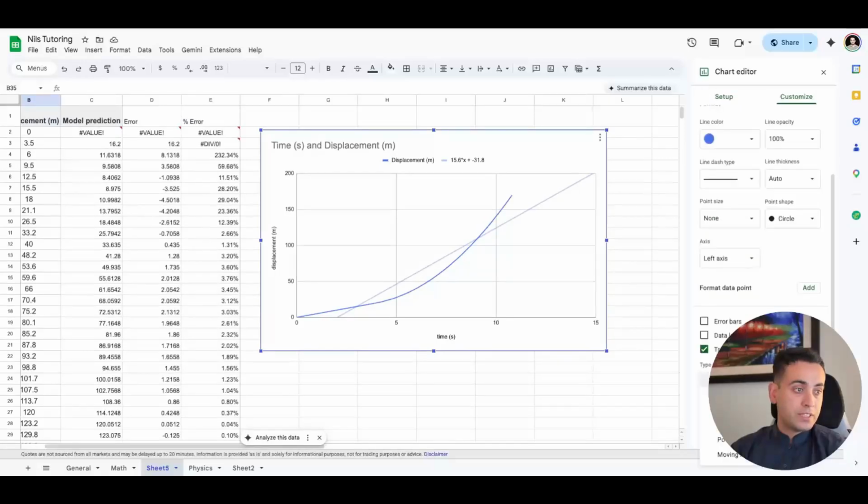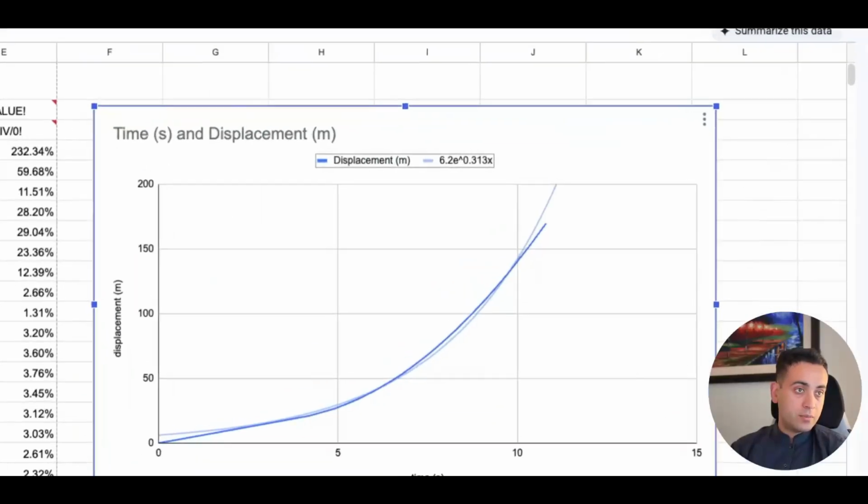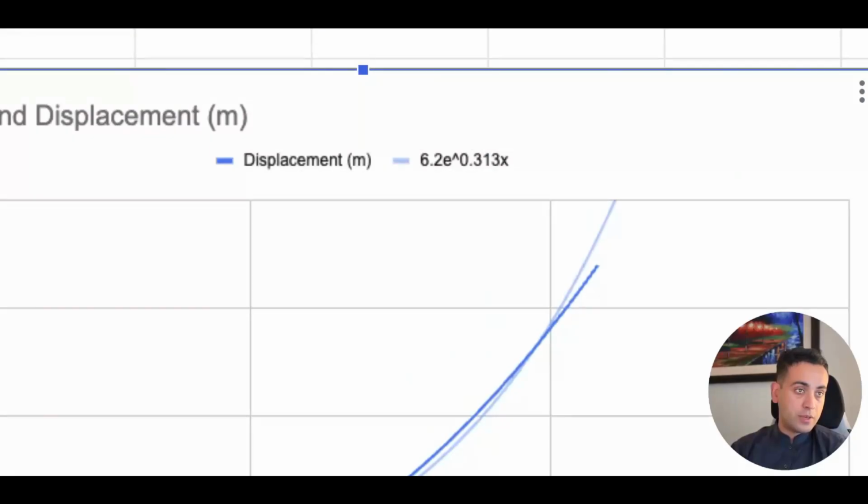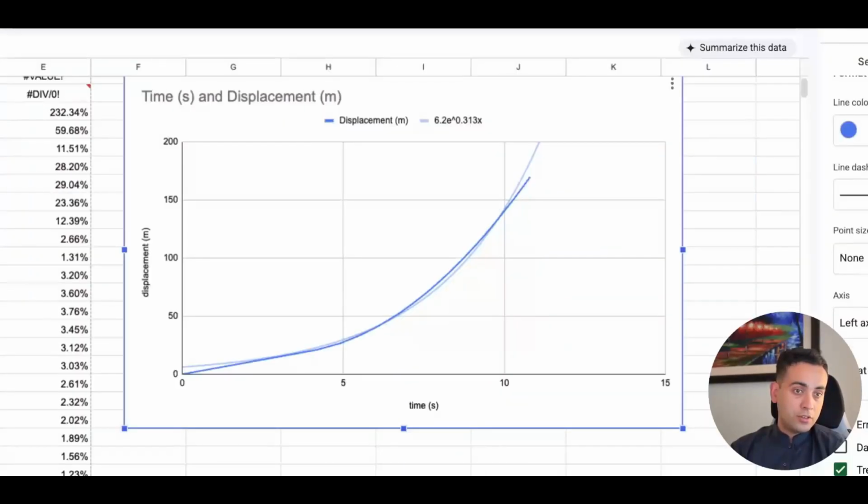So what do we do then? Instead of linear, we could try exponential. You can see that the model has changed from linear to exponential now. Do you think this is better than linear? Yes, I definitely think it's better than the linear because it is overlapping with the original data line for the most part. The dark line is the actual data that we have, and the light line is the projection, the trend line, the model.